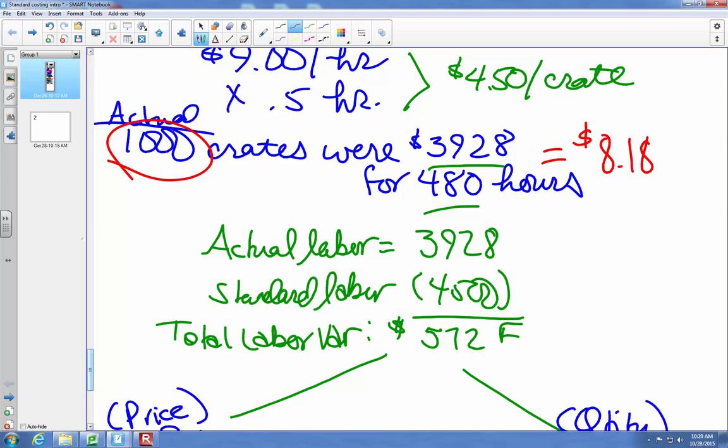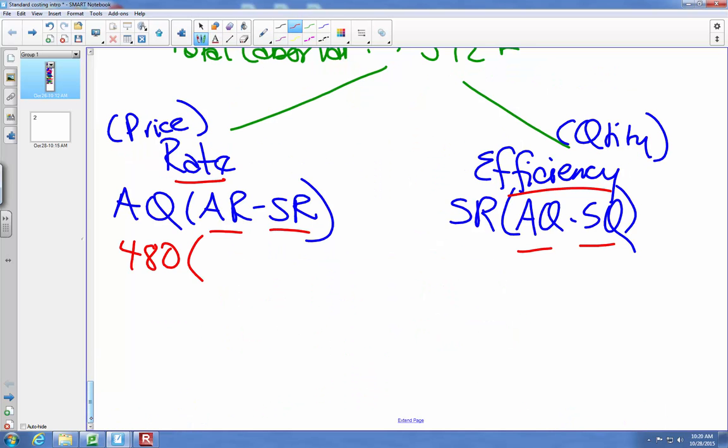Go ahead. So I was looking at the book, and they use actual hours, and you were using actual quantity. So you're telling me they write AH? Right. Okay. Same thing. They're using actual hours. I don't care what you put in there. I mean, the quantity makes sense to me just because that stays the same through all of them. But if you want to put AH, then that would be AH minus SH.